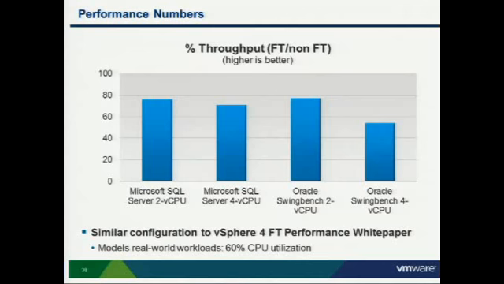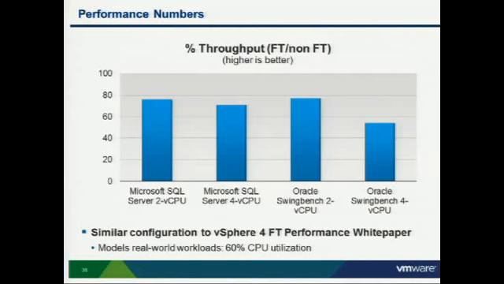When you turn on FT, the protocol that's synchronizing the two VMs consumes some CPU time, so it's taking up a bit of your performance. We're at right around or above 70% for a lot of these benchmarks. For the 4 vCPU Oracle one, we're under 60. So we have a bit of work to do, but that gives you a flavor of what we're looking at.